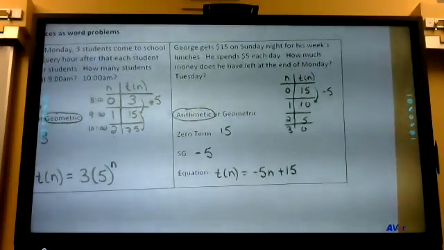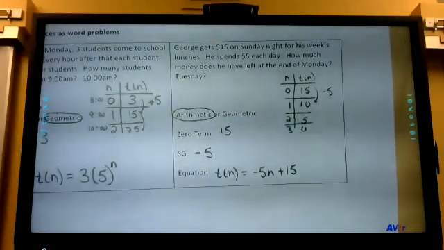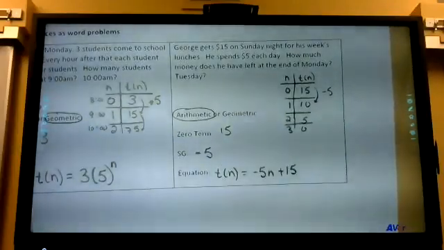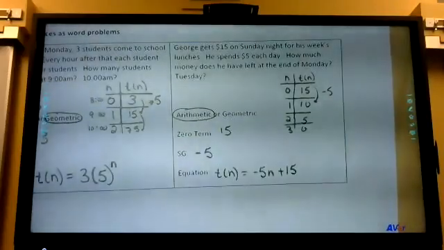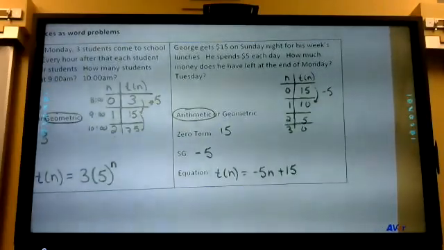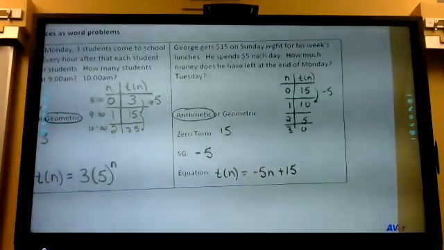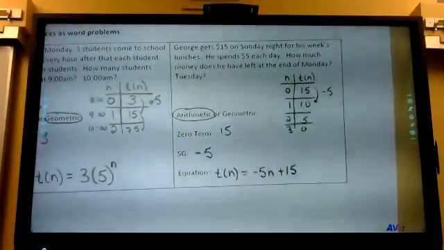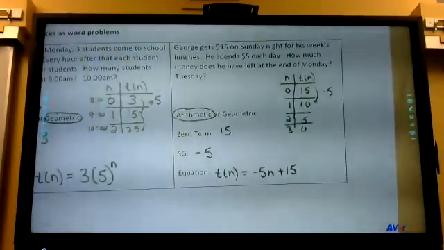Well, again, I see this in tables. So I set up my table. I see that at time 0, I have $15 to start with. And at day 1, I go to lunch and I spend my $5 at lunch. At the end of Monday, which is day 1, I'd only have $10 left. At the end of day 2, I have 5. And George better be careful because on Wednesday, he might not be eating lunch. I hope he has some good friends.